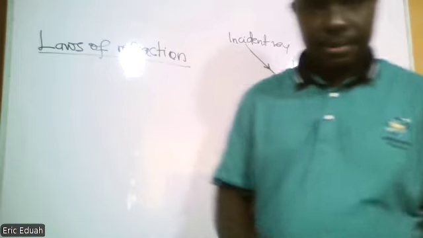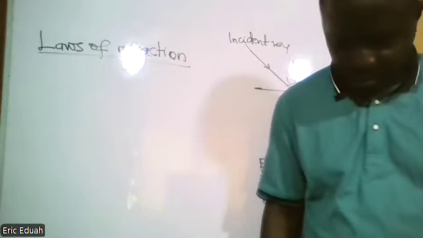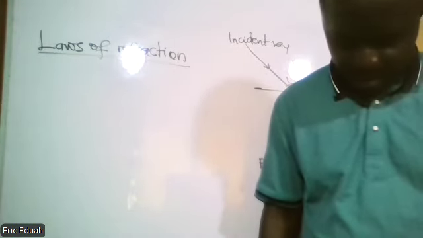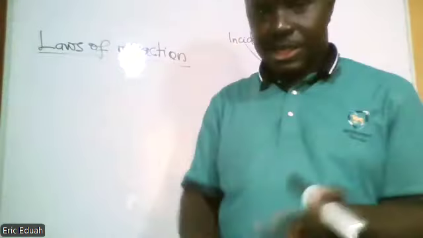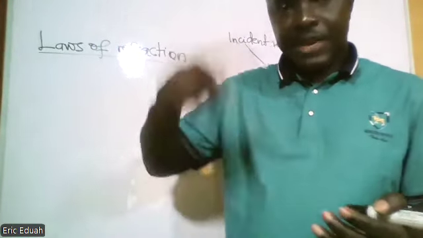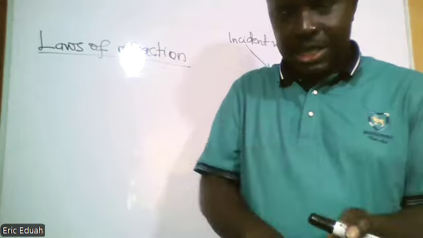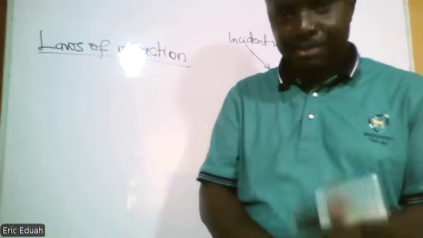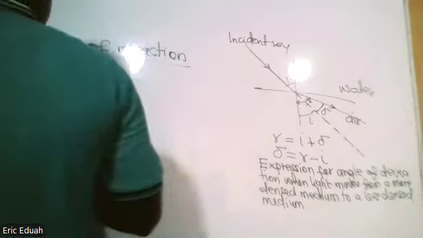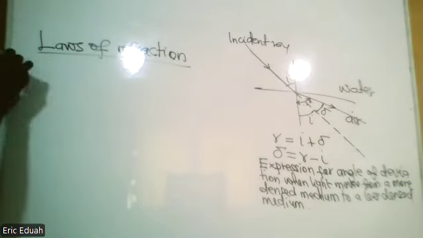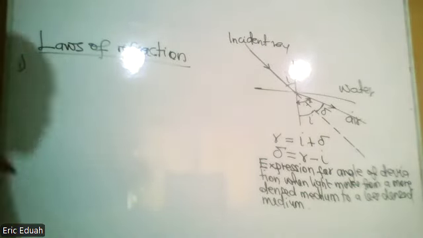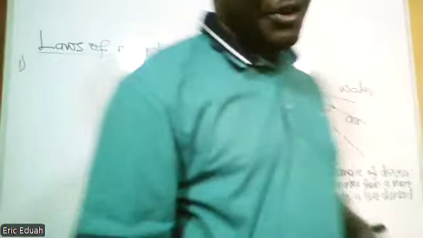Please, the incidence ray, reflected ray, and normal all lie on the same plane. So, the incident ray, the reflected ray, the normal to the point of incidence all lie in the same plane. The first law of refraction is similar to this first law of reflection.